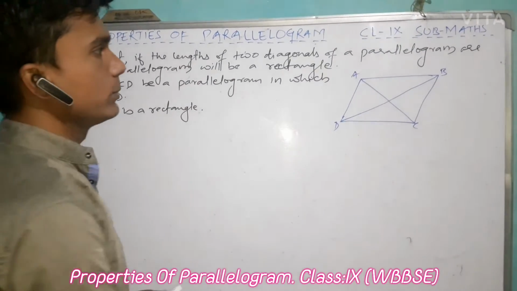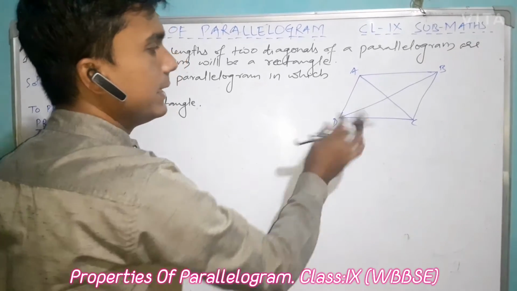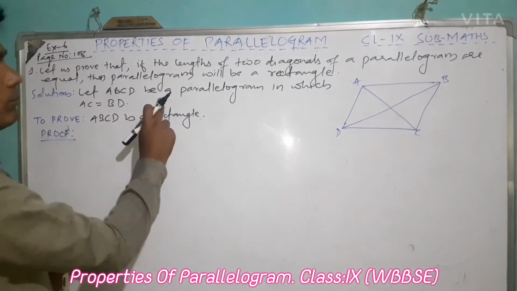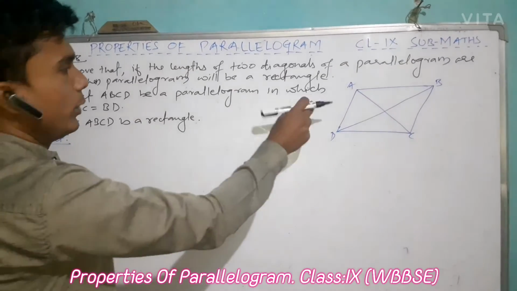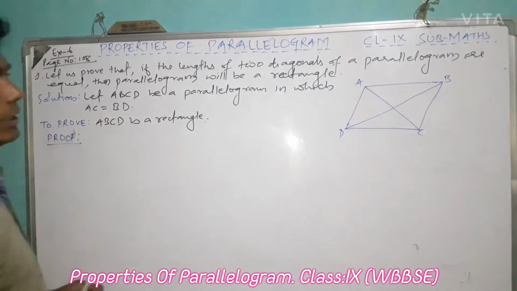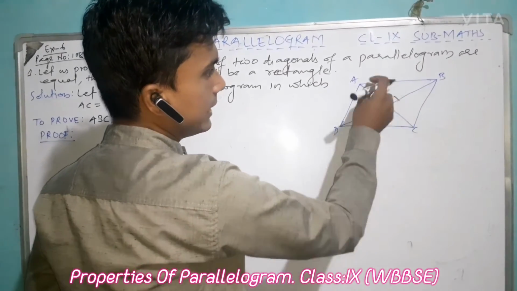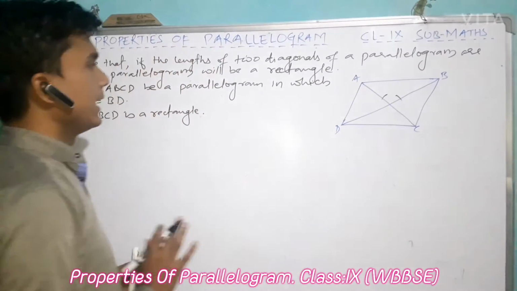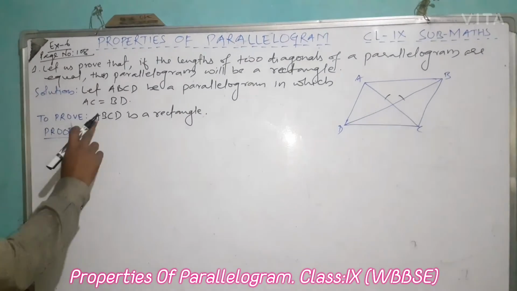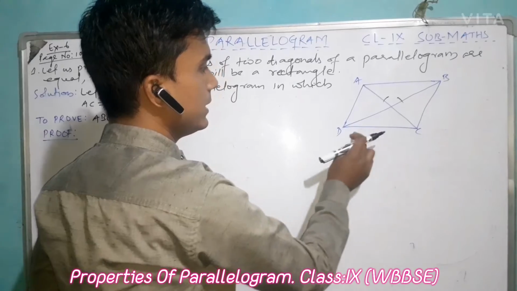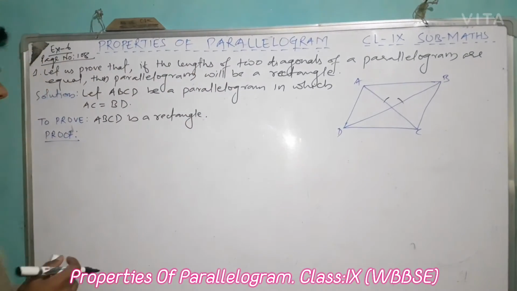So what we need to prove is that ABCD is a rectangle. Let ABCD be a parallelogram in which AC and BD are equal. This AC and this BD are equal. Now, to prove ABCD is a rectangle, what do we need to prove?